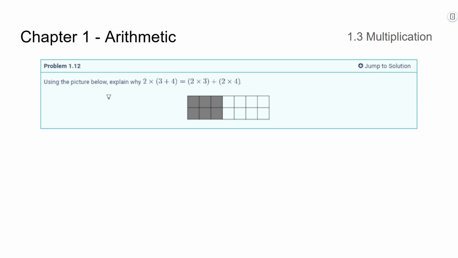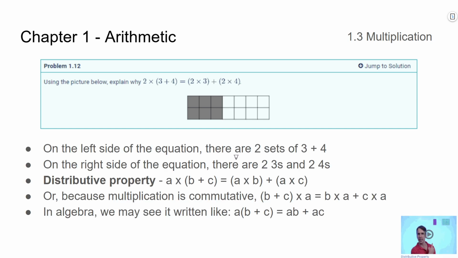Okay, using the picture below, explain why the left side is equivalent to the right side. All right, so this one's a little bit trickier to explain using the picture, but on the left side, there are 2 sets of 3 plus 4. That's what this side of the equation is saying. And you can see here's a 3 plus a 4, and there's a 3 plus a 4 here.